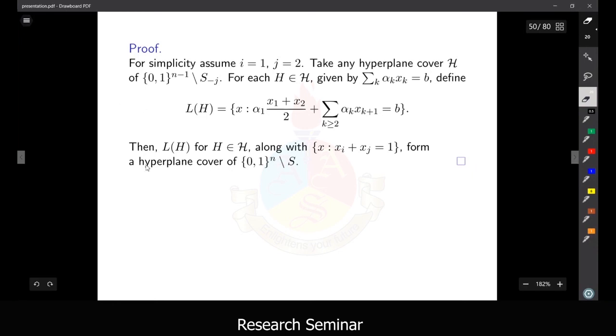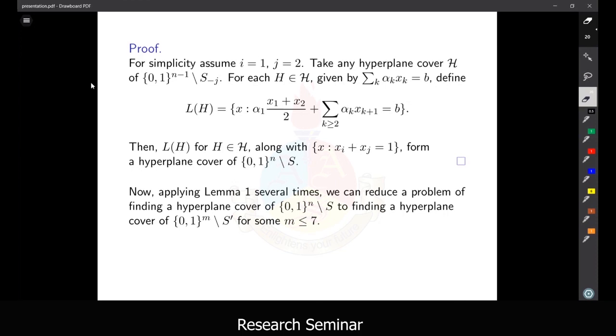So instead of just removing one column, we wanted to remove L columns, so we would get very similar equations for our hyperplanes. Anyway, if we apply this lemma several times, then we can reduce the dimension and we will get some upper bound for the dimension.